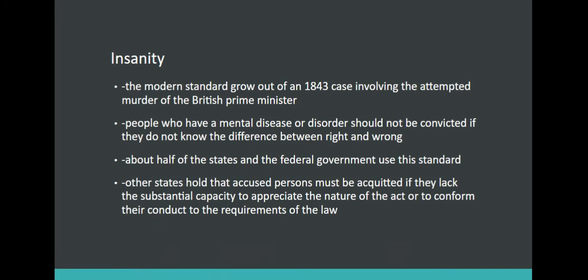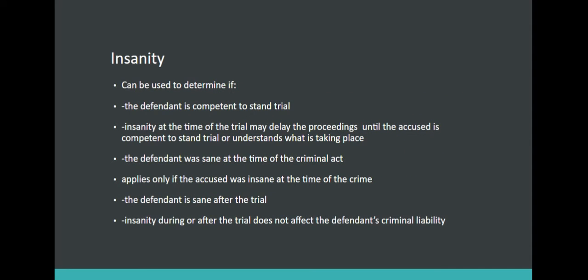Other states hold that the accused person must be acquitted if they lack substantial capacity to appreciate the nature of the act or to conform their conduct to the requirements of law, which basically means the intent. Okay? So some states allow it, some states automatically say the person's going to be acquitted. Okay? If they do not appreciate the nature of the act or they do not conform their conduct to the requirements of law. The insanity defense can be used to determine several things, okay?